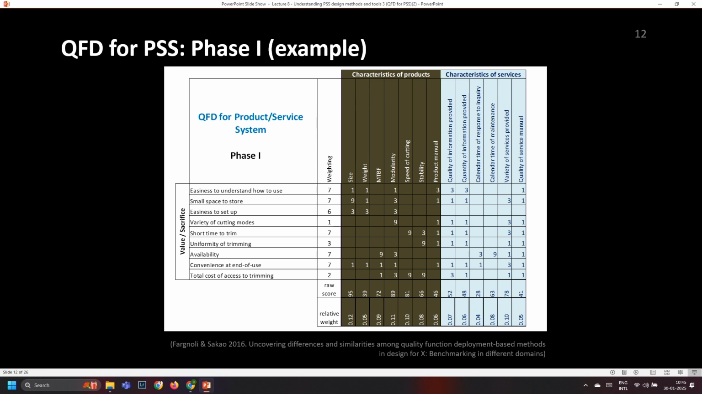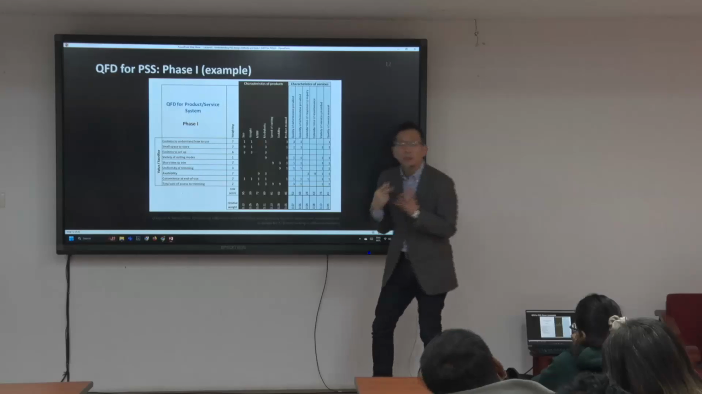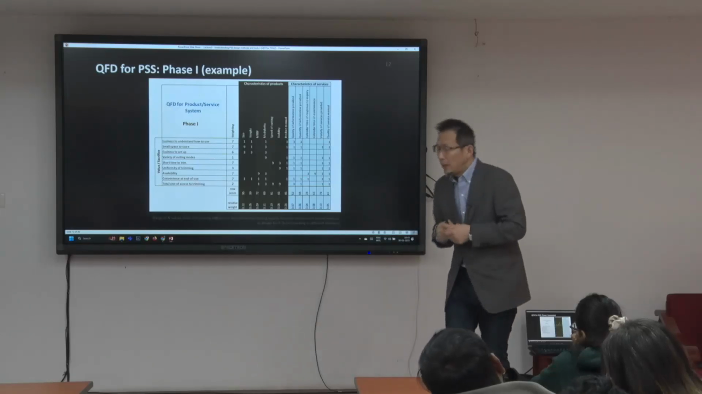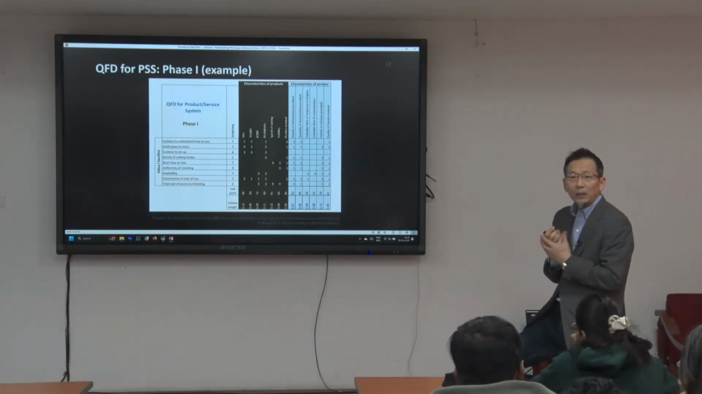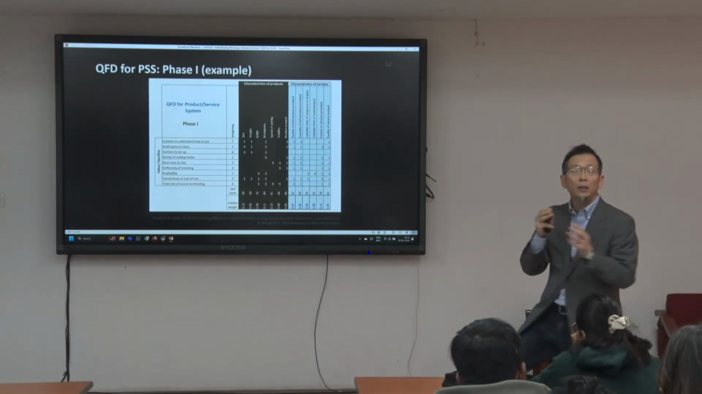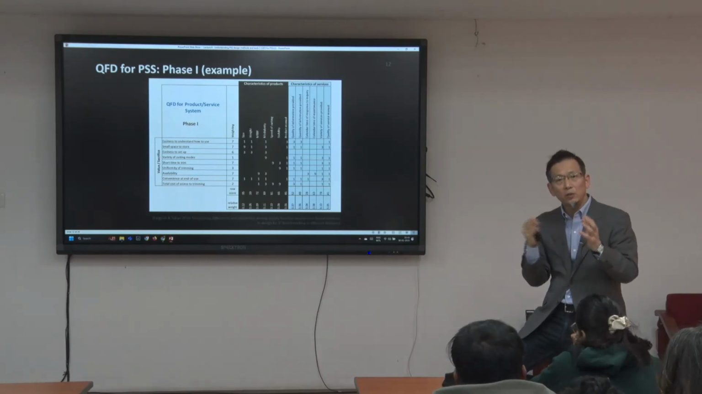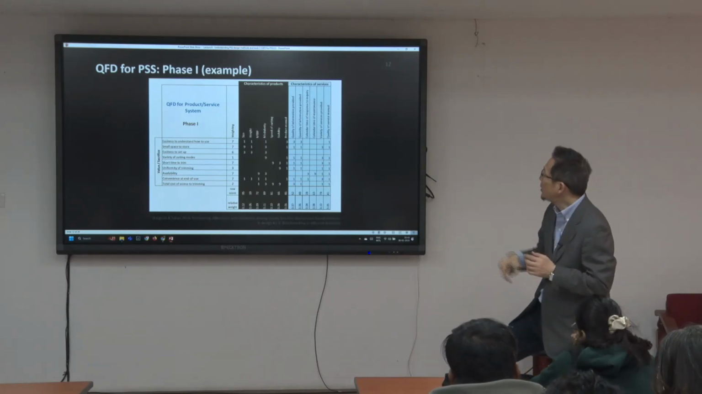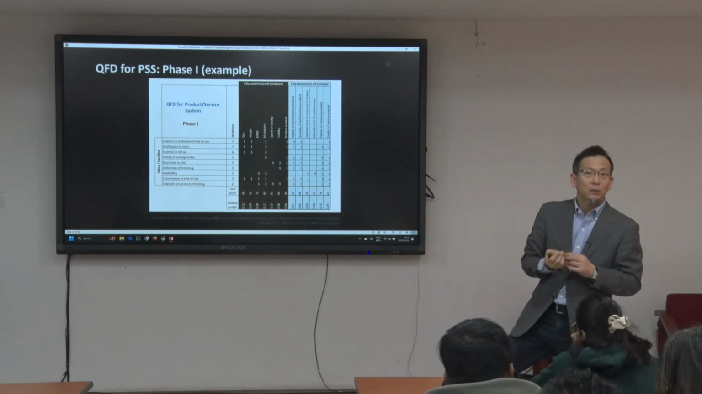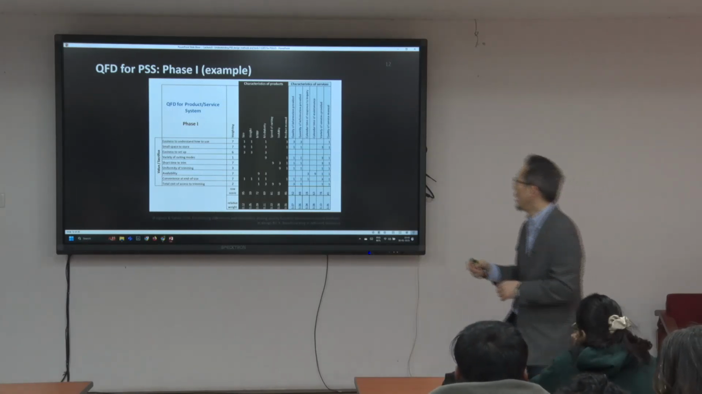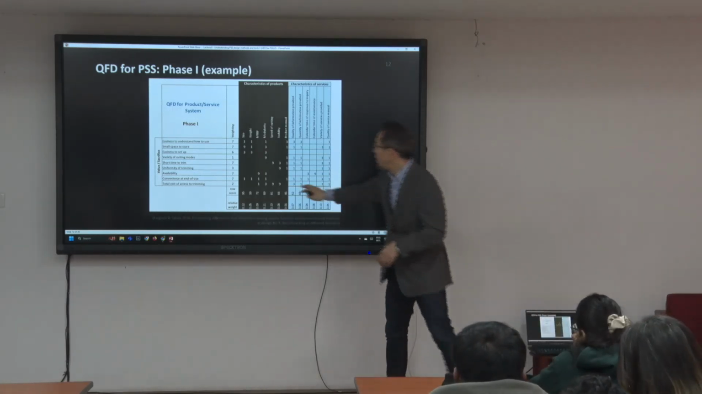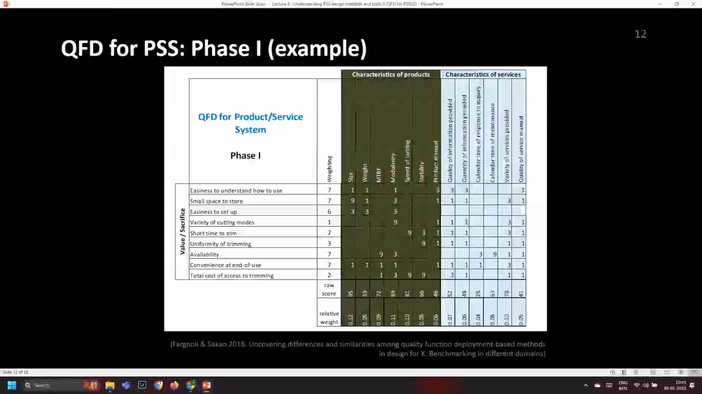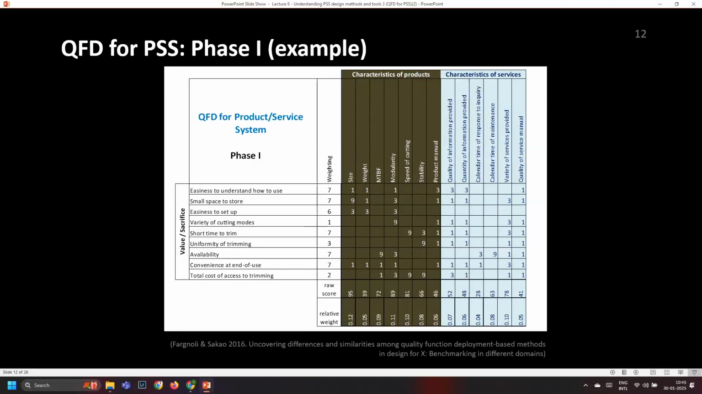And as in the original QFD, the matrix should receive the numbers 0, 1, 3, or 9 to differentiate the level of correlational strength between each customer value and a characteristic. And the calculation is the same as in the traditional QFD. You will multiply together with the weighting for the customer value.